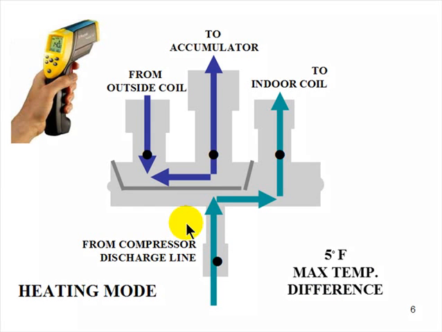5 degrees. The same with this one. This line going back to the accumulator should be almost the same temperature as the one coming back from the outdoor coil in the wintertime. If these are tending to look more and more like each other, then that's one indication that it might be leaking or did not completely slide because of a lack of pressure.